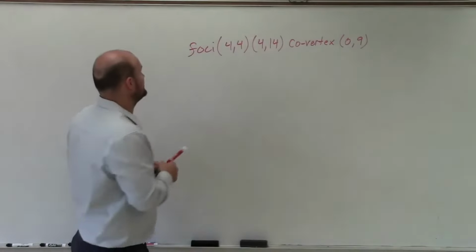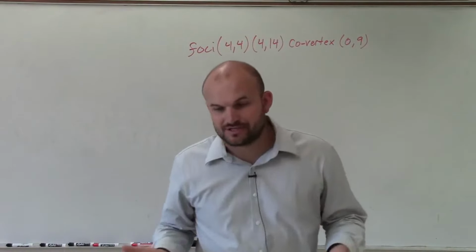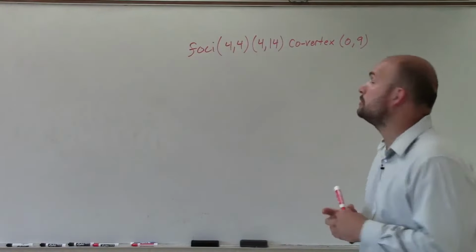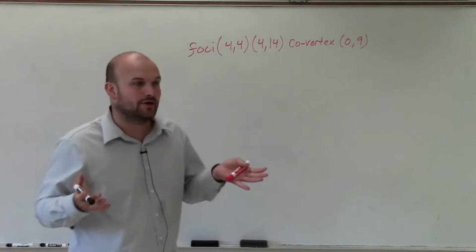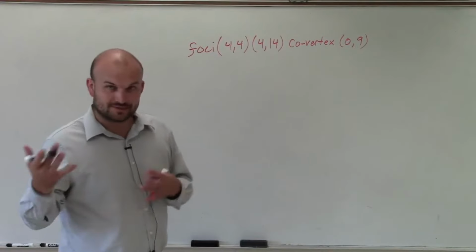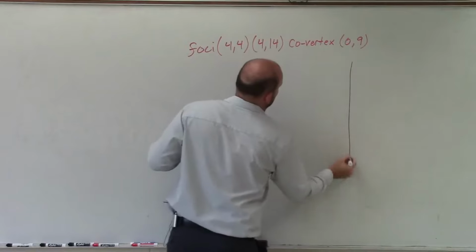Welcome, ladies and gentlemen. So what I'd like to do is show you how to determine how to write the equation given the foci and the covertex of an ellipse. So the first thing we want to do is identify whether we have a major axis that's horizontal or vertical. So to do that, we need to at least write in the information that we have.